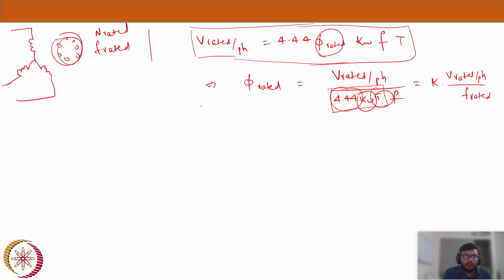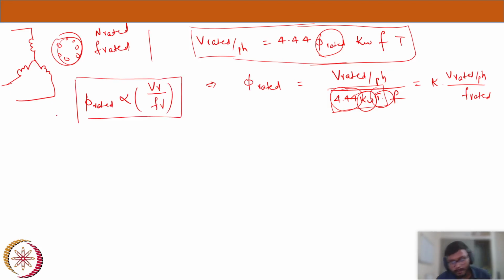Now if you see here, my flux rated is proportional to V rated by F rated. It is proportional to the ratio of V and F. Suppose my rated voltage per phase is 400 volts, and my frequency of the machine is 50 hertz. That is the rated frequency, and it's a 4-pole machine.